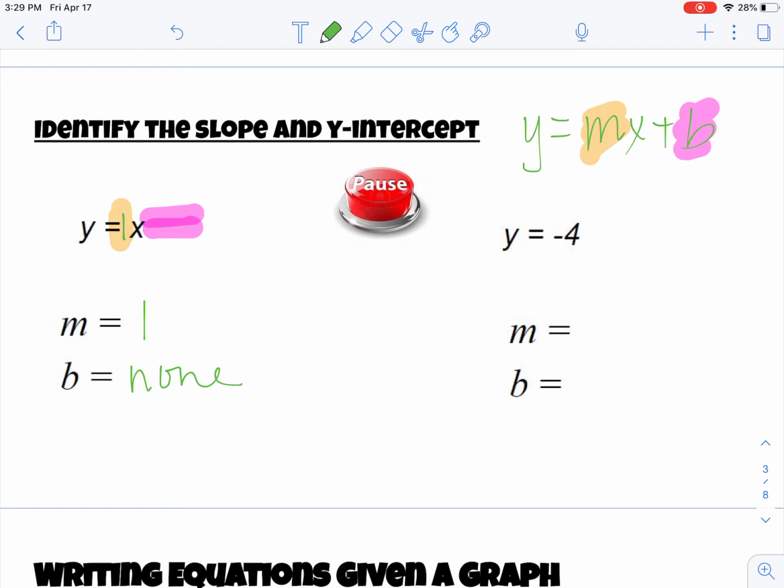All right, I want you to hit that pause button real quick, and I want you to try doing y equals -4 on your own. Use that same thought process and see if you can't work through it. All right, go.